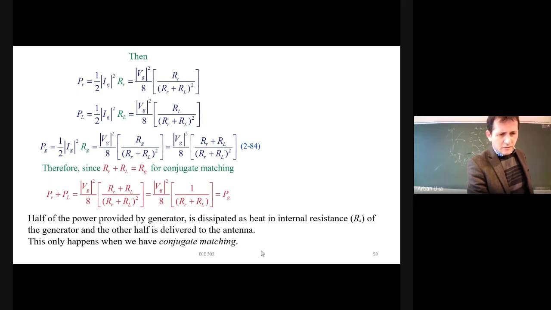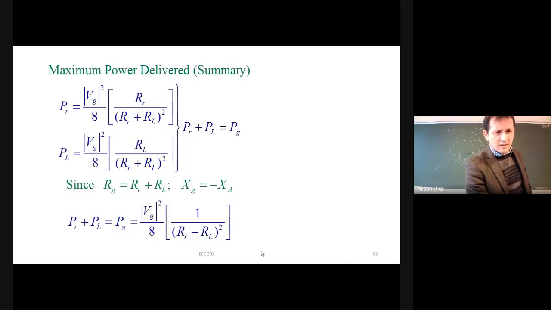Okay, so again we see the same thing expressed again. Half of the power provided by the generator is dissipated as heat in the internal resistance of the generator, and the other half is delivered to the antenna. This only happens when you have conjugate matching. Maximum delivered power, okay, this is just a summary again. The power by the generator is equal to the power generated because of heat and the power emitted or radiated.